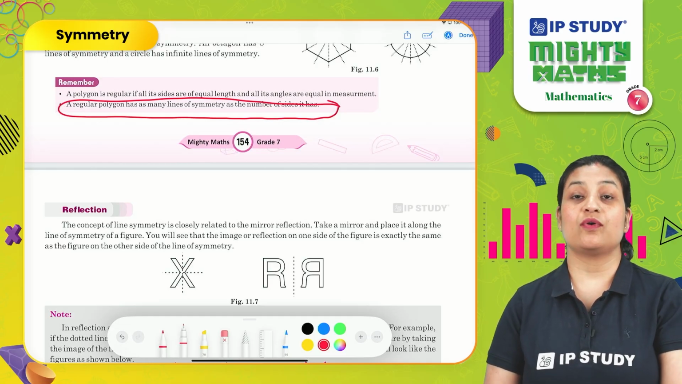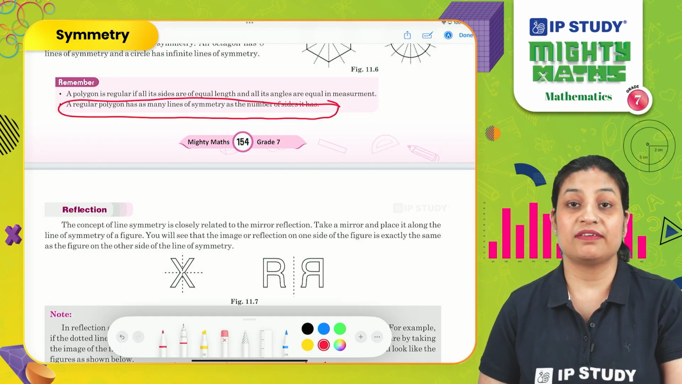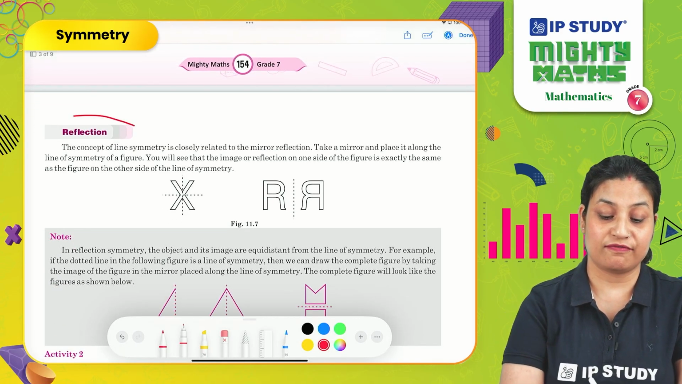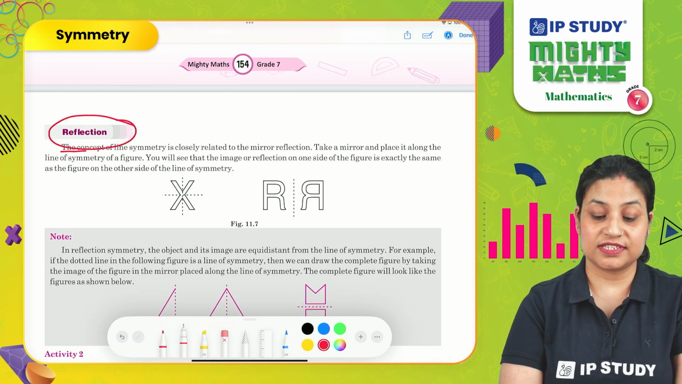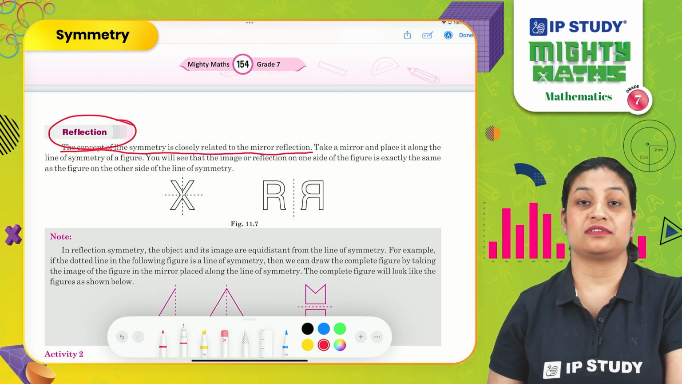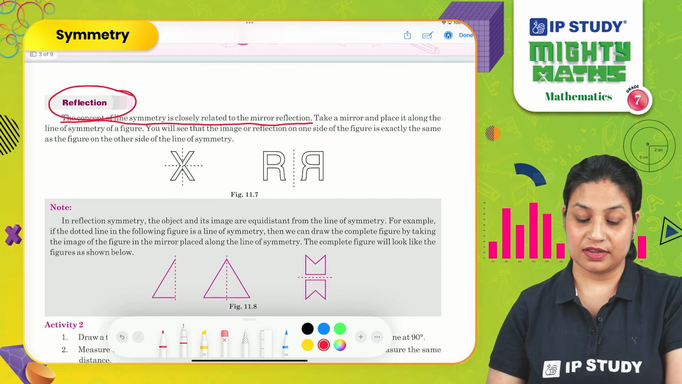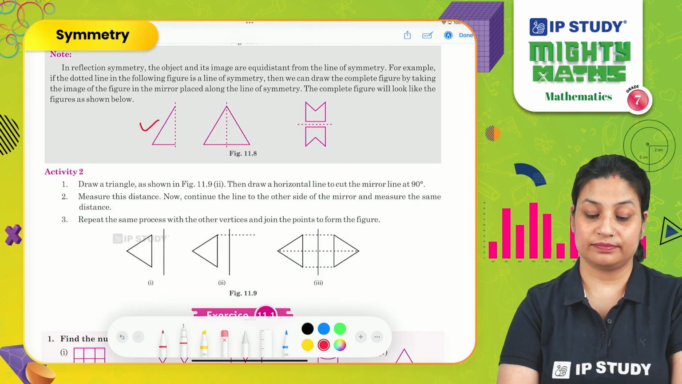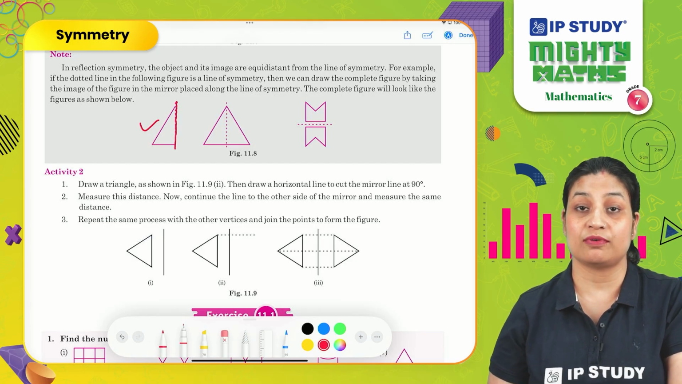Okay, so I hope you have understood this topic very well. Now let's move on to the next topic. The next topic is reflection. The concept of line of symmetry is closely related to mirror reflection. So for example, suppose I have drawn this angle over here and I put a mirror here which will act as a line of symmetry for me.